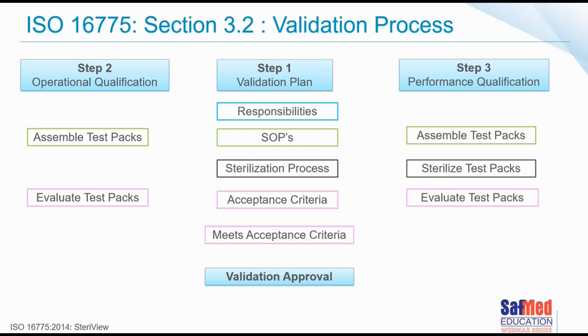So we're going to look at part 2 in a little bit more detail in a second, but just to reiterate, operational qualification is assembling a whole series of packs and evaluating the packs. The validation plan is the whole process. And step 3 is the performance qualification, where you're actually now testing the packs after sterilization. So part 1 is how did you assemble it? Is it working? Part 2. Part 3 is assembling it, sterilizing it, and then evaluating it after sterilization.